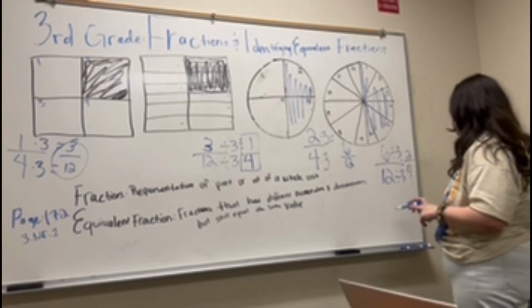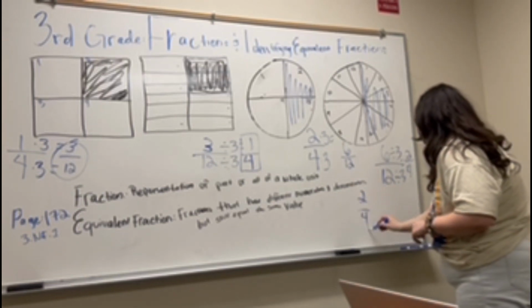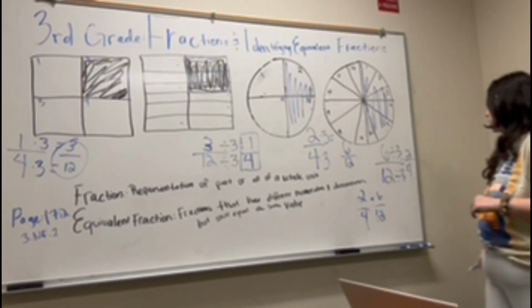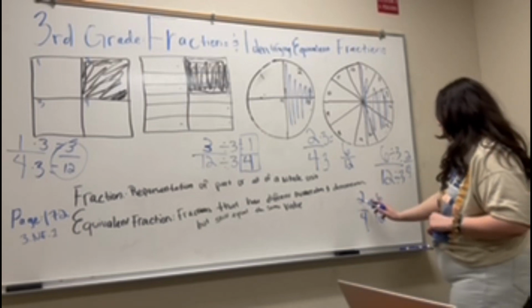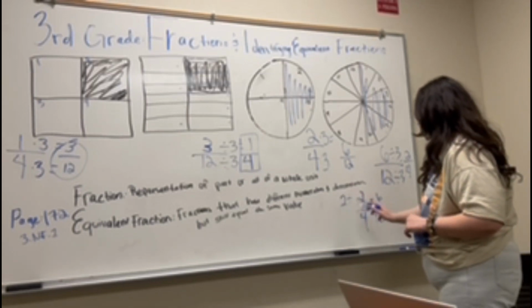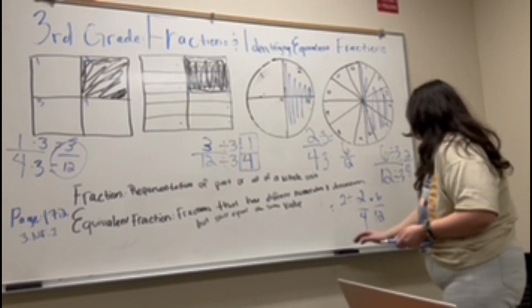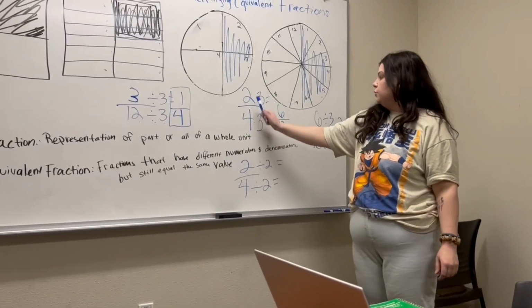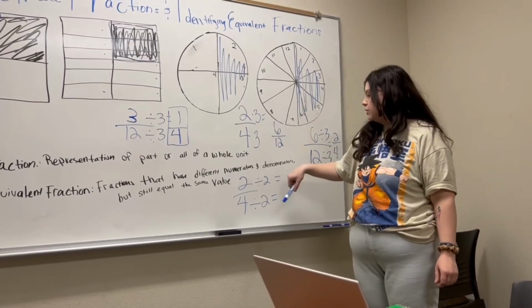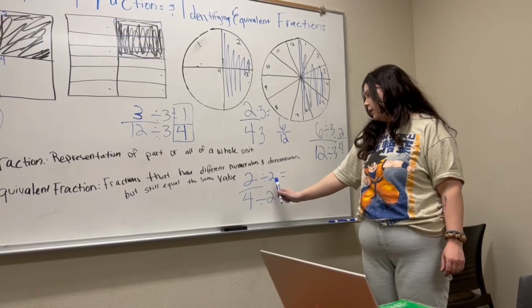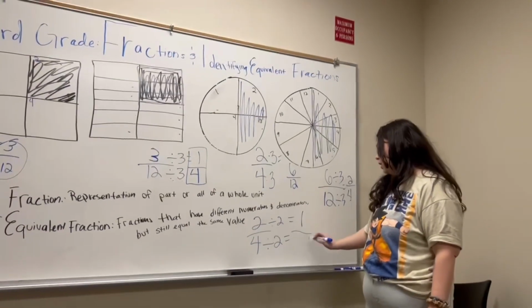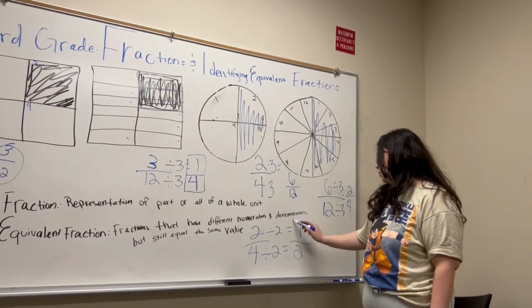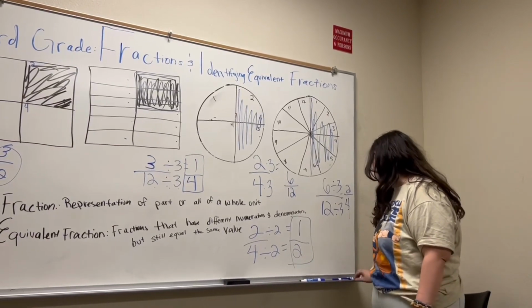Something cool you can do with this, 2/4 or 6/12, we can reduce them even further. So 2 divided by 2 equals, oh, that's the wrong one. Cut. So 2/4 we also know we can reduce down further. So 2 divided by 2 equals 1, and 4 divided by 2 equals 2. So that's 1/2.